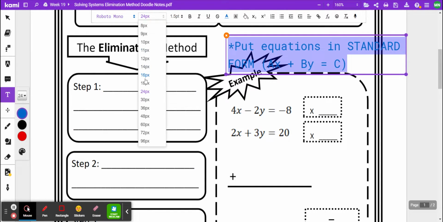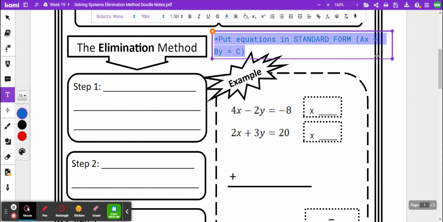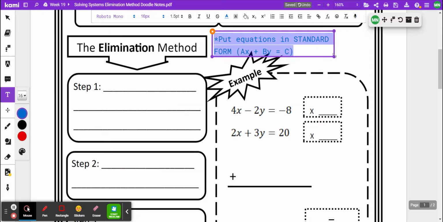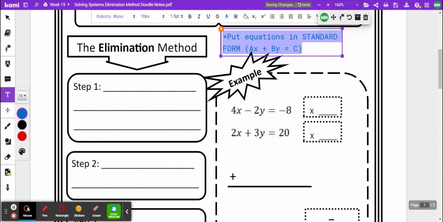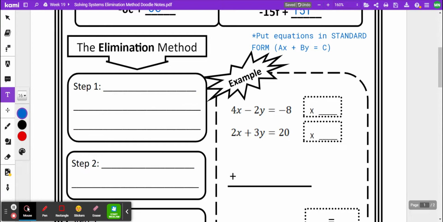So we're going to be using standard form again. It's going to make life really easy. Just trust me. This method, when it's in standard form, just makes one-step equations after we get it set up. So it's something we definitely want to take advantage of. And this is what makes it easy, is having it in standard form. So put the equations in standard form, ax plus by equals c.